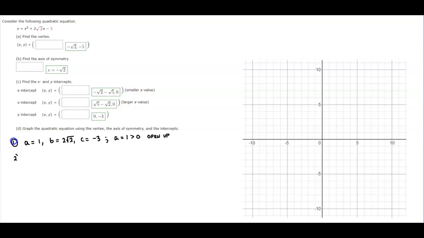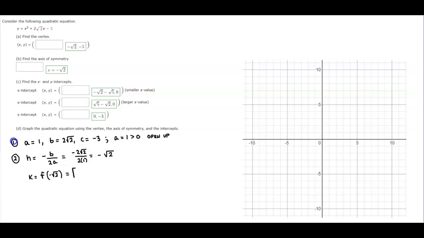Okay, so number 2, we want to figure out the coordinates of the vertex. So we know that h is going to equal negative b divided by 2a. So that becomes negative 2 times the square root of 2 over 2 times 1. Well, if we take 2 and divide it by 2, then what's left is the negative square root of 2. And then the value of k is going to be f of negative square root of 2.